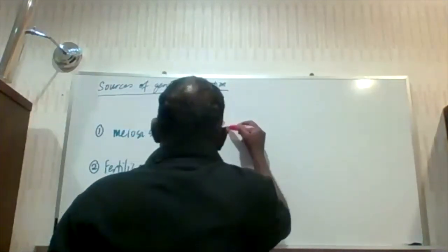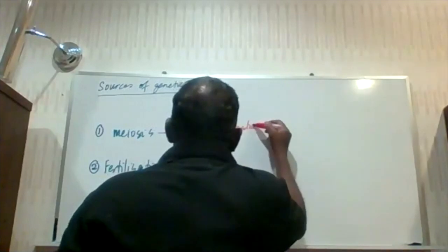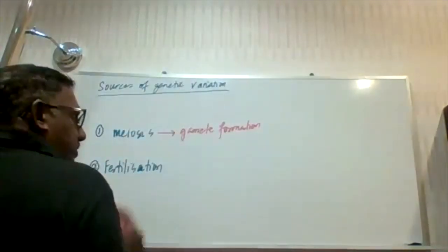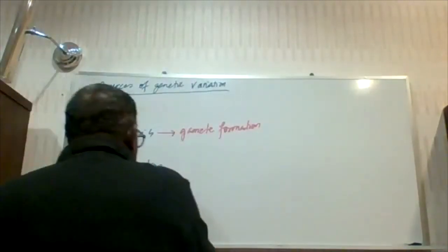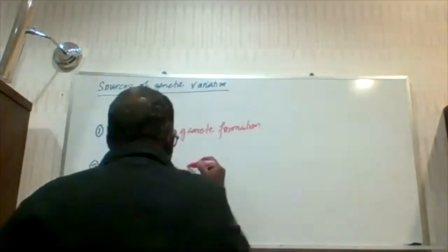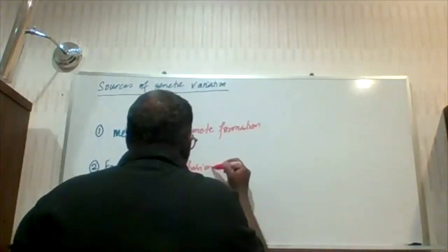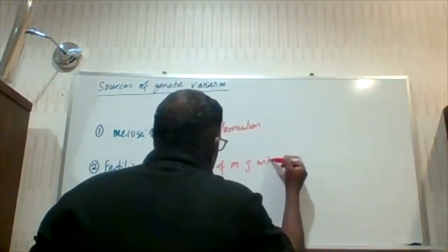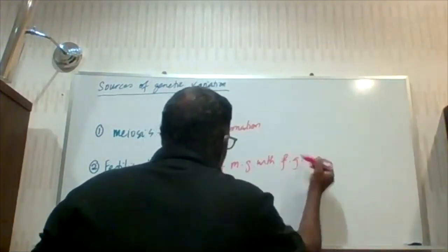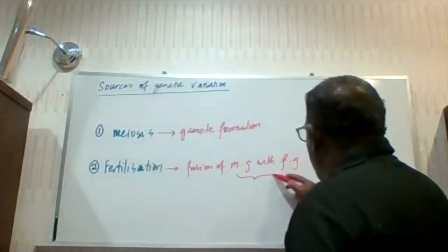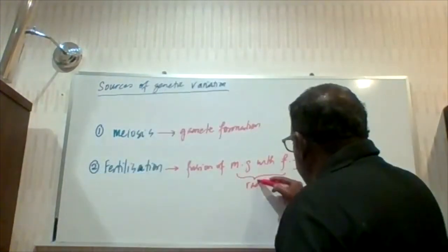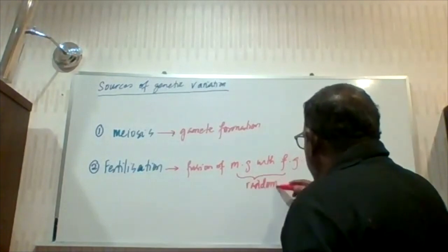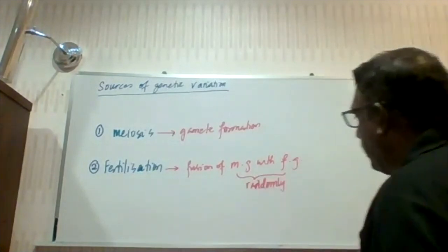Gamete formation. So look at your analytical power. You analyze like that. You study like that. Now, what about fertilization? Fertilization is the fusion of the male gamete with the female gamete. This fusion can occur randomly. That means it can involve any male gamete with a female gamete.